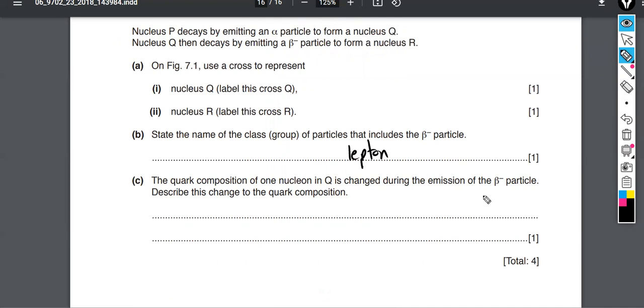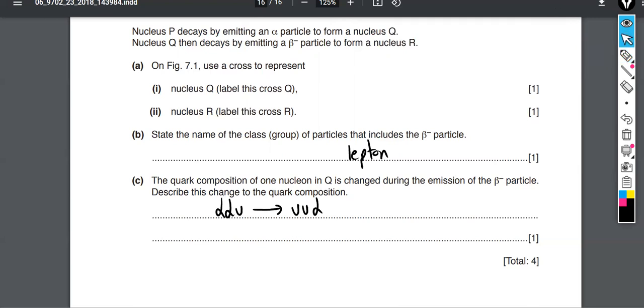If you recall, beta minus decay, as I mentioned a moment ago, changes a neutron, which is down, down, up, to a proton, which is up, up, down. And so, describing this change to the quark composition: a down quark flips to an up quark. That's the change in the quark composition that gives rise to the emission of a beta minus particle. Very similar to the example that we just did a moment ago.